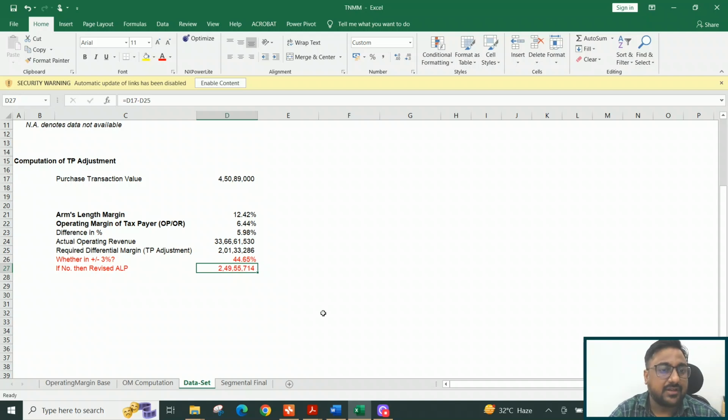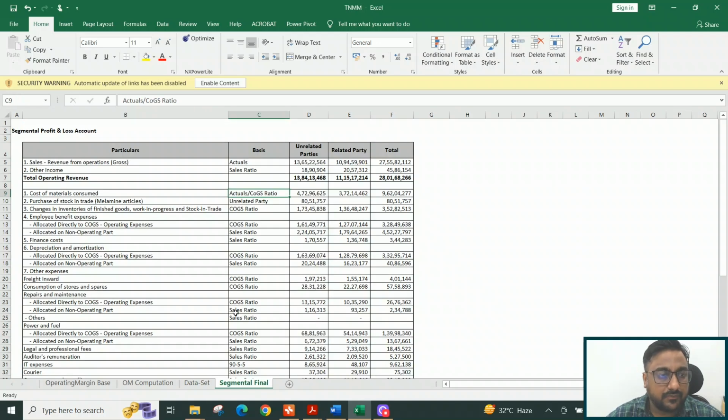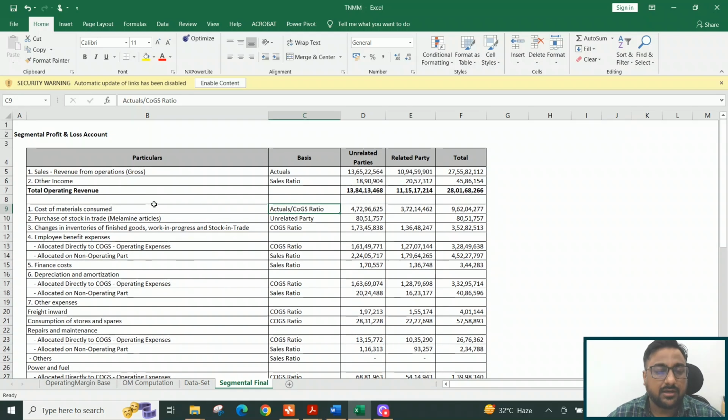I hope that clarifies. Now I'll just move ahead to the other part wherein we discuss the segmental profit and loss account, right? Under the segmental profit and loss account, this is a generic segmental which I have prepared for some party. What you need to do is, when a case comes up to you as a TP consultant where the party is undertaking the same transaction with unrelated parties also, and the same amount of transactions are being taken, the same nature of transaction is being taken by your taxpayer entity with the related party also, in such cases you may come up with a segmental profit and loss account.